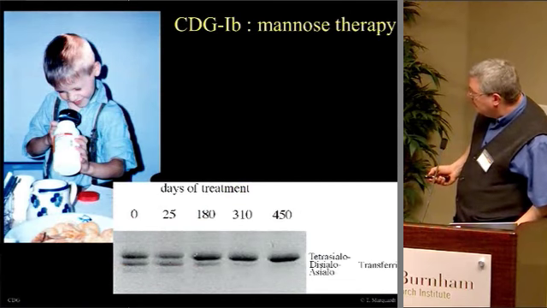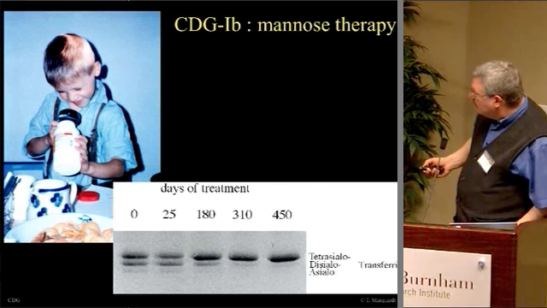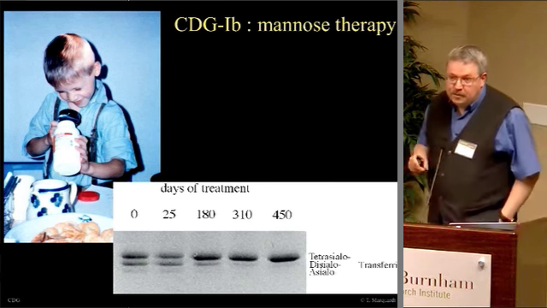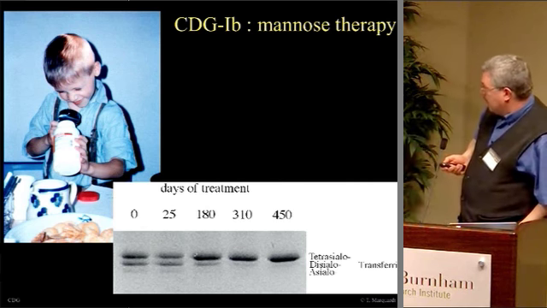As you can see here, this is an SDS page of the transferrin where you can see the normally glycosylated transferrin, the transferrin missing 1 glycan and 2 glycans. And with prolonged times of treatment, here you see the boy taking the daily mannose dose, you can see that glycosylation is completely restored. And there was a considerable clinical improvement as well.